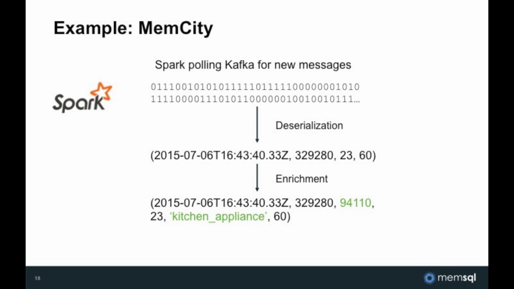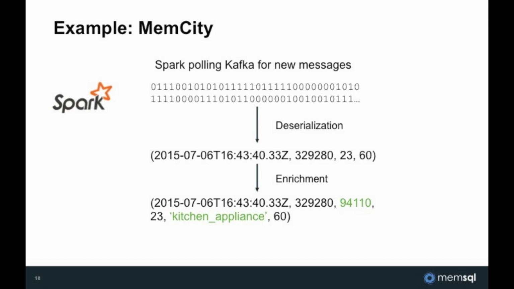Spark is polling Kafka for new messages. So it's constantly checking the MemCity Kafka topic and seeing if there are new messages. And when there's a new message, it reads it off of this topic. The first thing it does is deserialize the record so that we can write it into MemSQL.